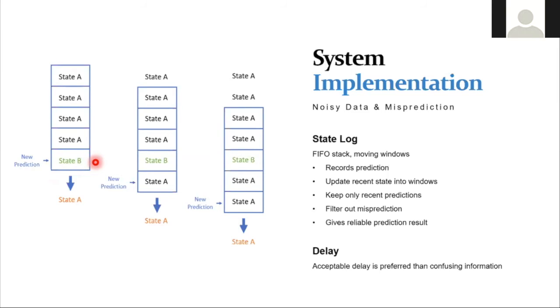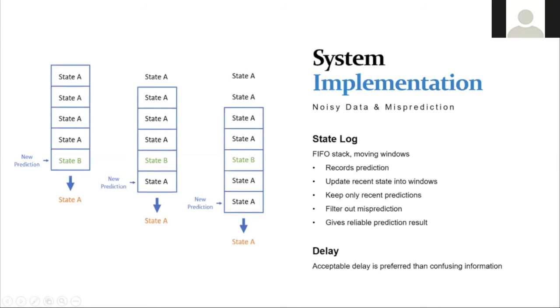Then the log counts the number of representations of each state inside, where state A has 4 counts and state B has only 1 count. It returns the prediction result that has the most counts, which is state A. It keeps recording the most recent predictions and dumps the first-in one. This gives a more reliable, stable prediction.